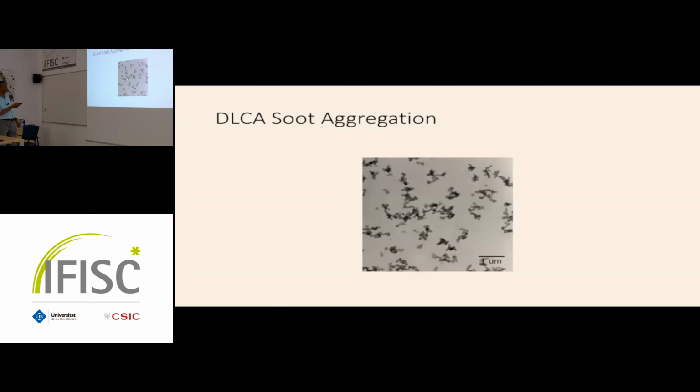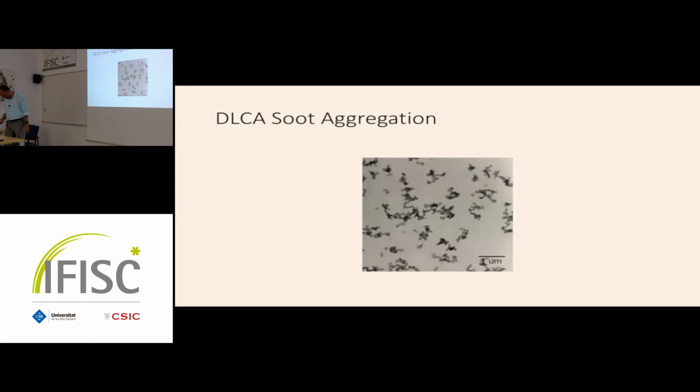So this is from experiment. This is the length scale. You can see 1 micrometer, 1 micron, and they form this. These are DLC, cluster aggregation. If you wait longer, these clusters will come together and they will create a bigger cluster. So that was the state, and my colleague at Kansas State, Chris Sorensen, has been doing experiment on that for a long time.